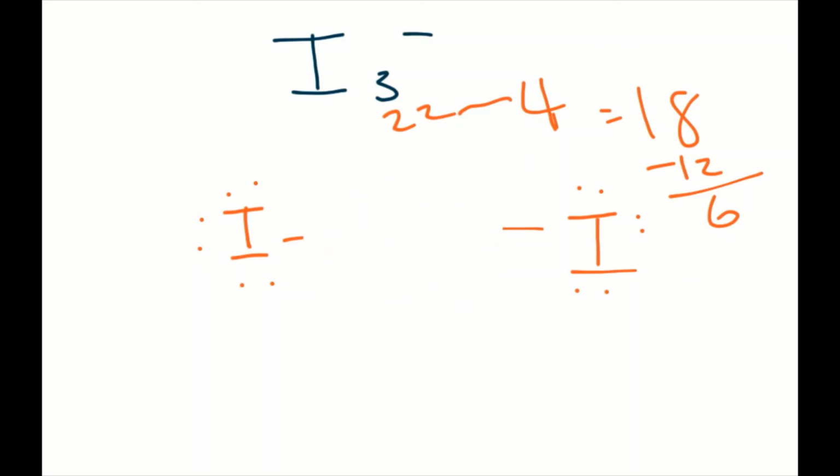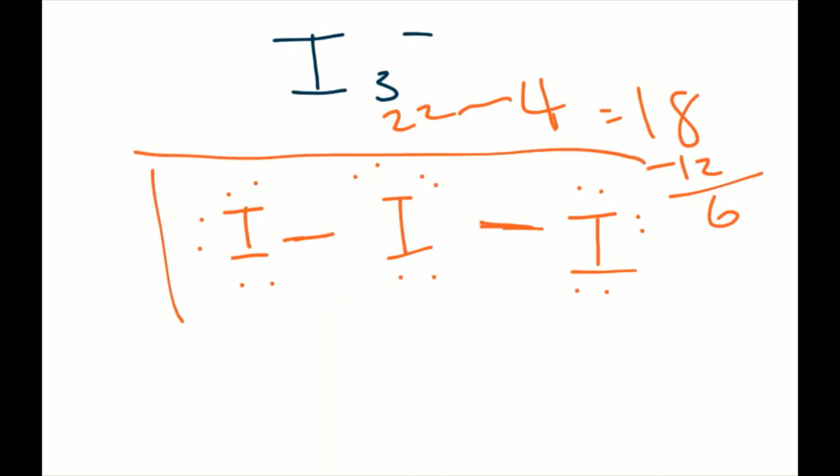So let's get right to that. I'm going to draw the iodine in the middle, and I'm going to put 6 around it. And this is an extended octet because this iodine has 10 valence electrons after sharing electrons with the other 2. So I think this is the Lewis structure for triiodide. Now let's find the formal charges.